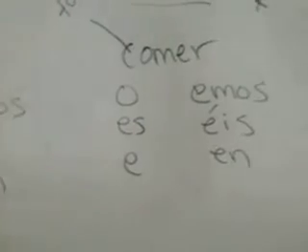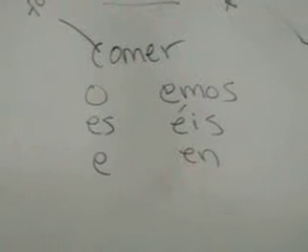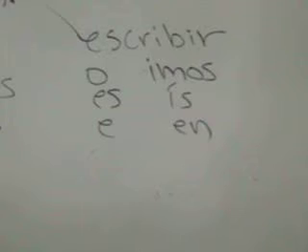These don't actually have any meaning. This O doesn't have any meaning. This ICE doesn't have any meaning. That is just the ending of the verb that you're going to do. Okay, so how do you conjugate the verb?